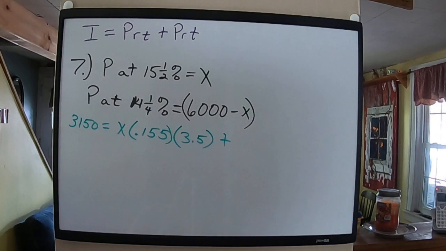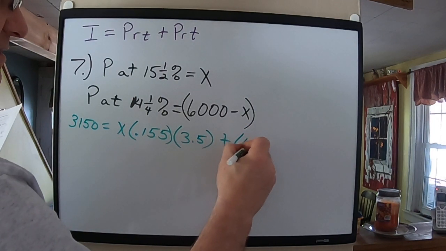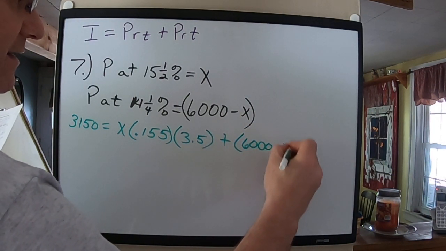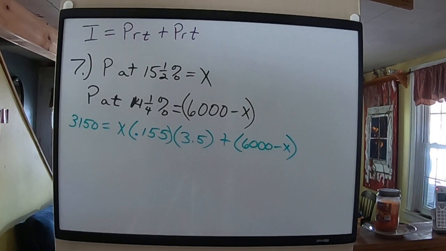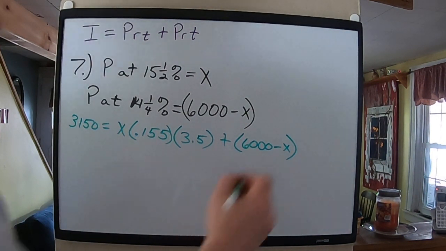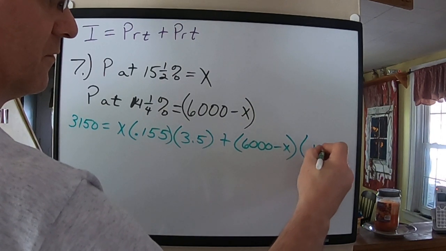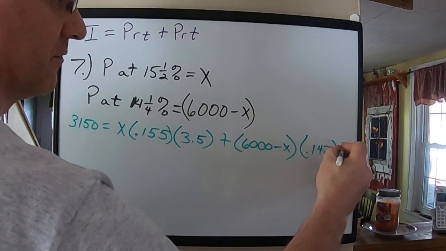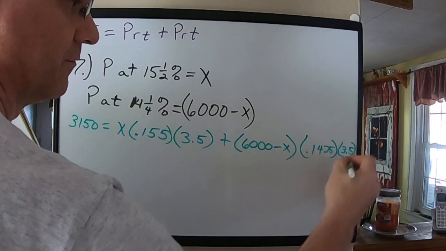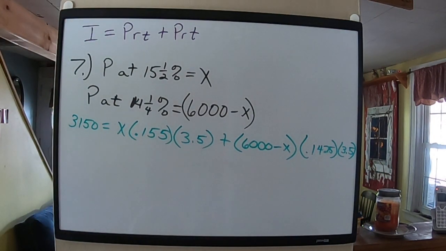Plus the other investment, the principal is 6,000 minus X. We've got 0.1425 times 3.5. You cannot round these decimals off. If you round any of these decimals off, you will get a wrong answer. I'm warning you now. All right, do not make any roundings.